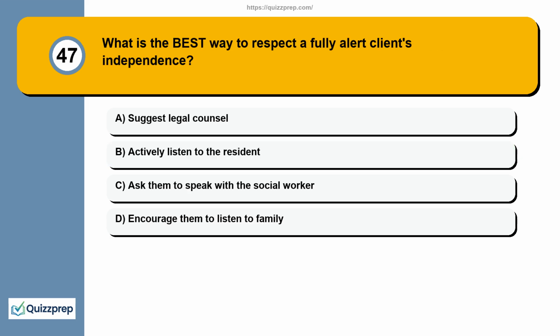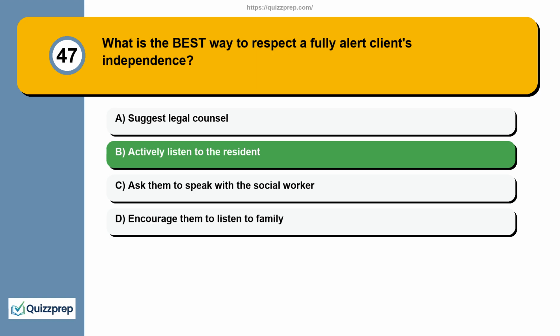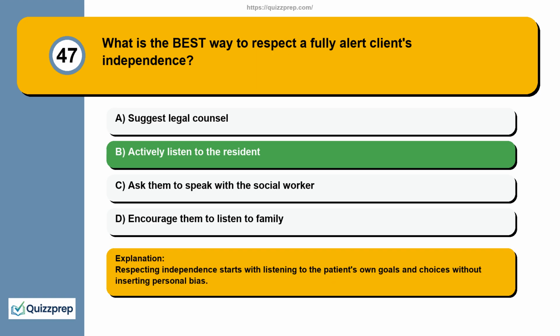Question 47. What is the best way to respect a fully alert client's independence? Suggest legal counsel. Actively listen to the resident. Ask them to speak with the social worker. Encourage them to listen to family. Respecting independence starts with listening to the patient's own goals and choices without inserting personal bias.